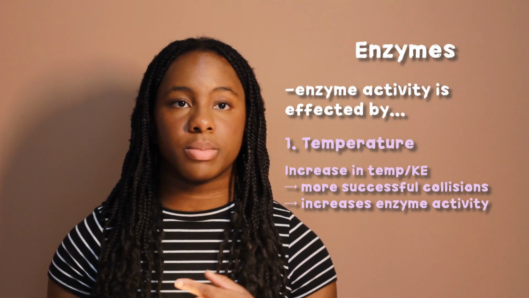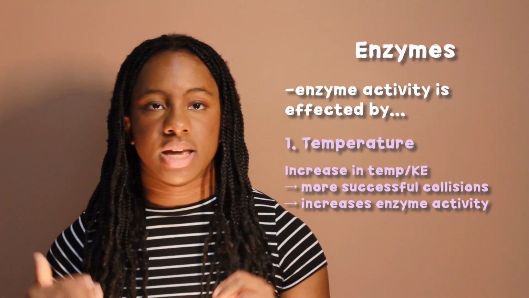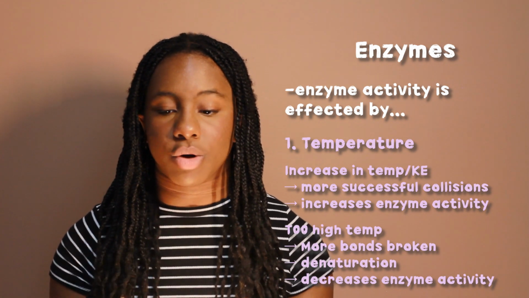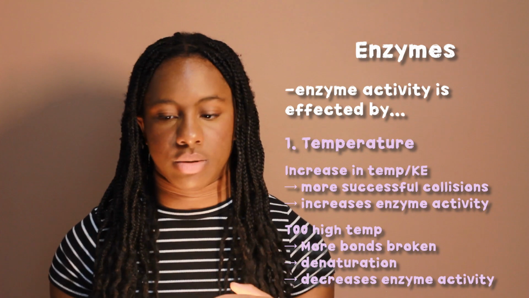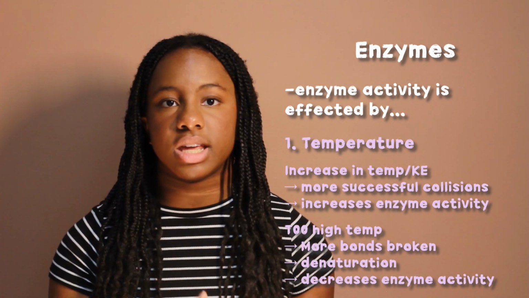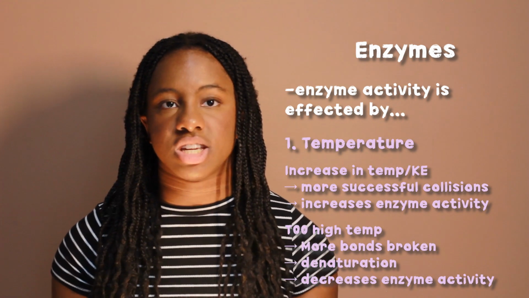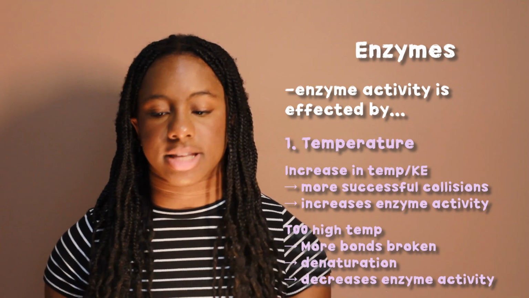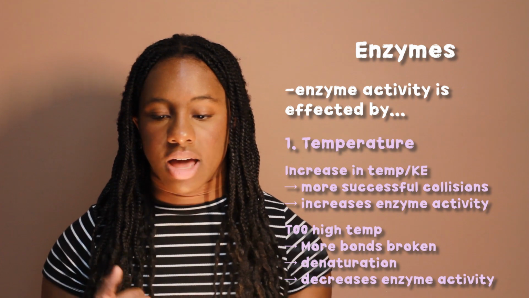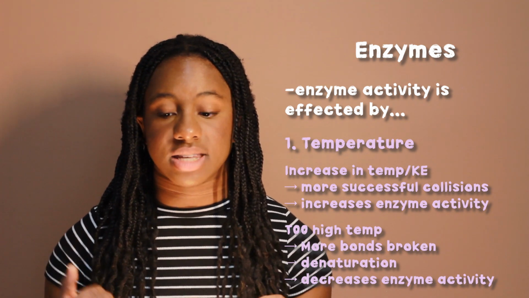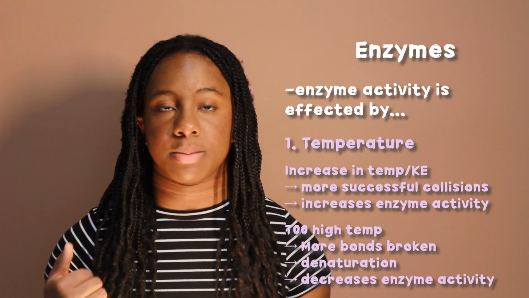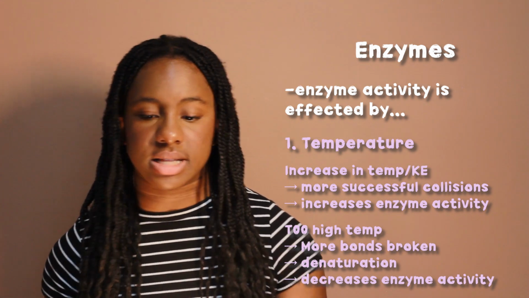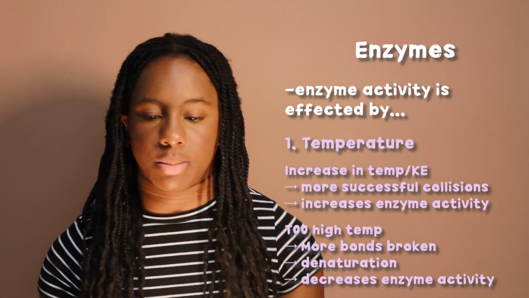However, the second way that temperature interacts with enzyme activity is when the temperature is too high, more bonds in the enzymes are broken because enzymes are proteins, and it causes the denaturation of the enzymes, which decreases enzyme activity. And there's an optimal temperature for enzyme activity, and after that temperature has been reached, enzyme activity quickly decreases once that temperature exceeds the optimum temperature because the denatured enzymes cannot catalyze substrates anymore.